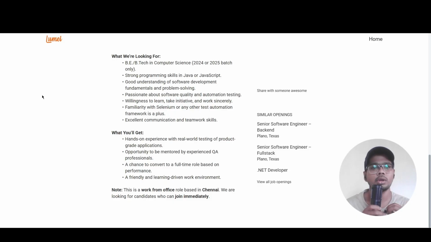So here is the important one, what they are looking for from you. You should be from BE or B.Tech in computer science from the batch of 2024 and 2025. You should have strong programming skills in Java or JavaScript, and also a good understanding of software development fundamentals and problem solving, and be passionate about software quality and automation testing. You should have the willingness to learn, take initiative, and work sincerely. You should be familiar with Selenium or other test automation frameworks, and that will be a plus for you. You should have excellent communication and teamwork skills.